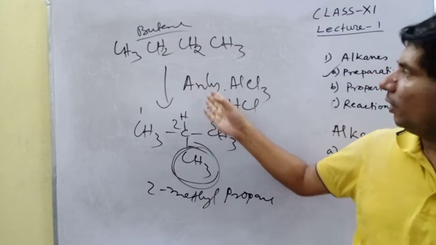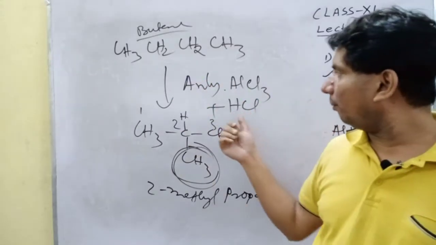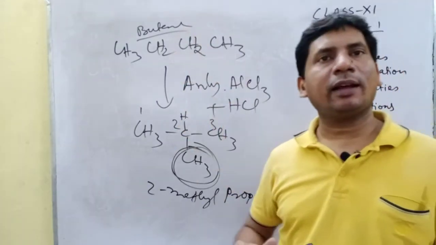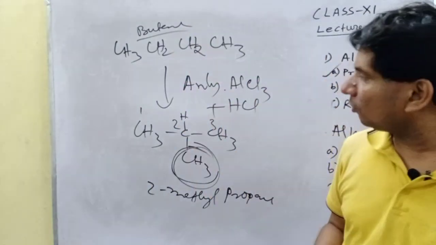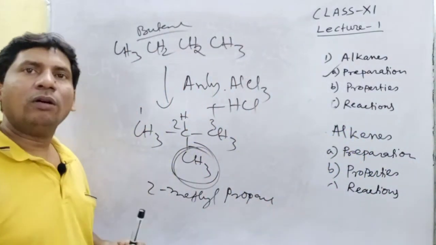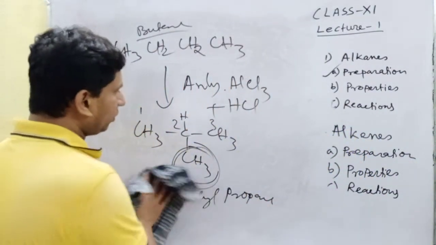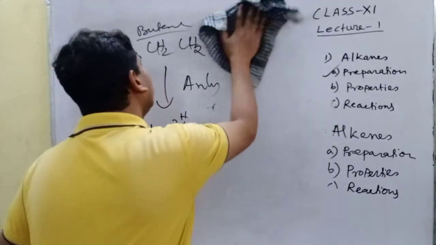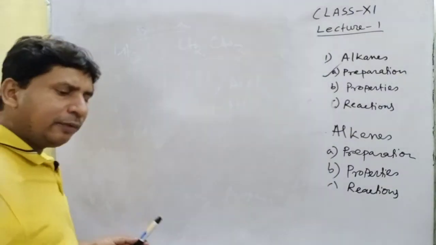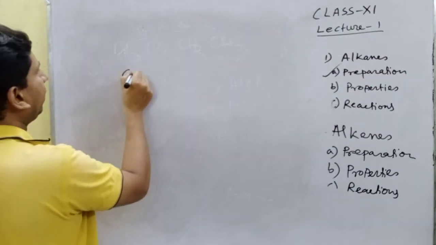In the presence of anhydrous AlCl3 and HCl, this butane can isomerize to give 2-methyl propane. Now the aromatization reaction. There are so many reactions in aromatization. What happens? From the aliphatic compound we can also get an aromatic compound.